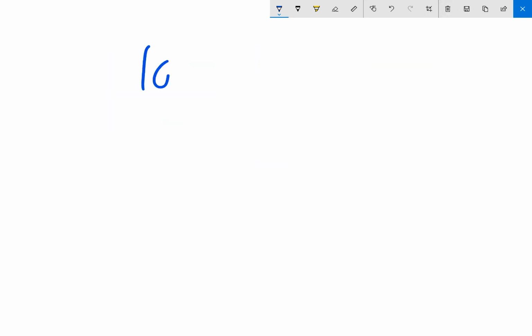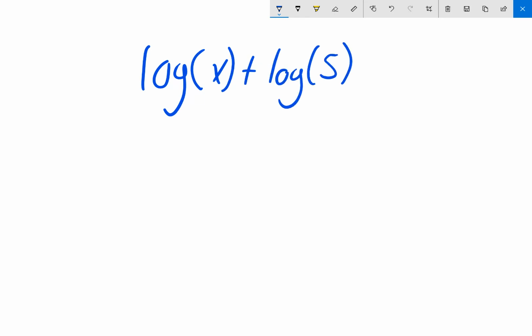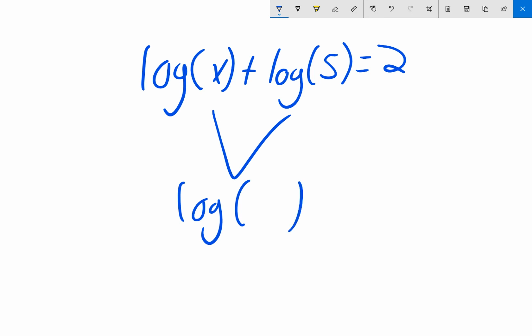Number 11: log x plus log 5 equals 2. So just like the last problem, we need to combine these logarithms into a single logarithm. But to do it on this, notice we have a plus sign. If you add logs, then you actually multiply the values in them. So x times 5 is going to be 5x. So remember that little trick? When you add logarithms, you're really multiplying those two numbers together. x times 5 makes 5x.